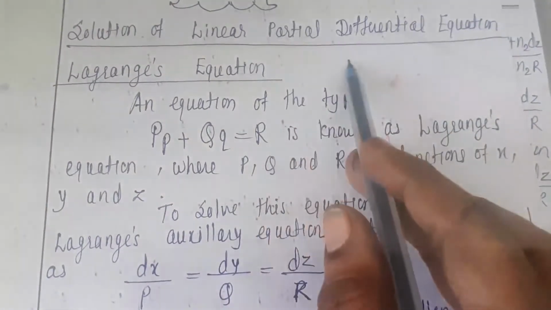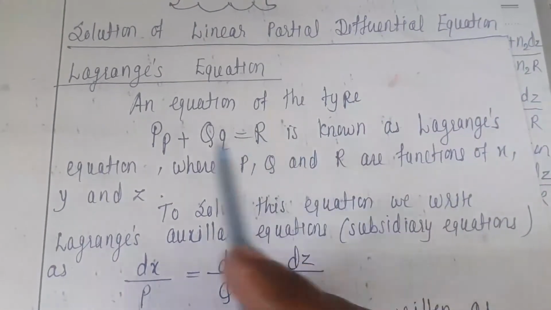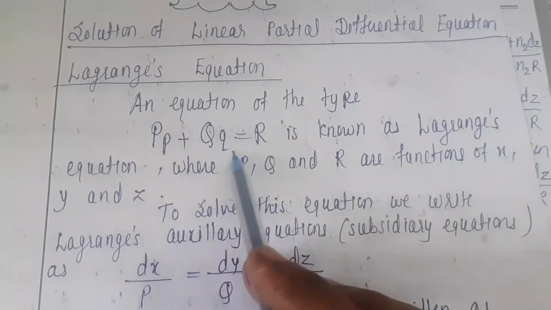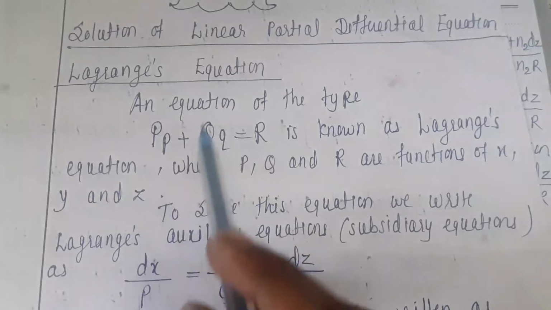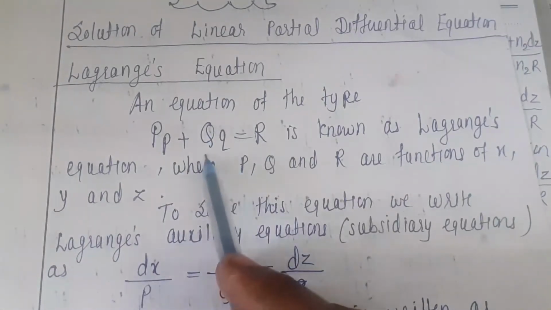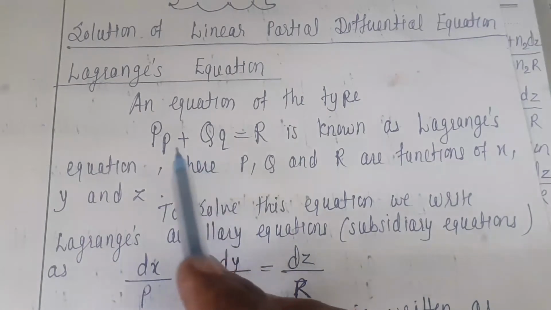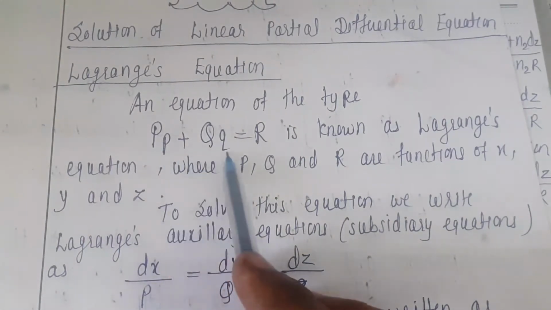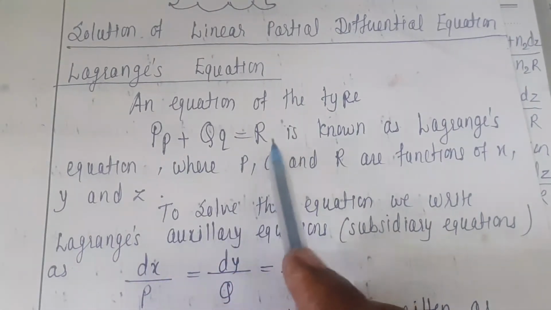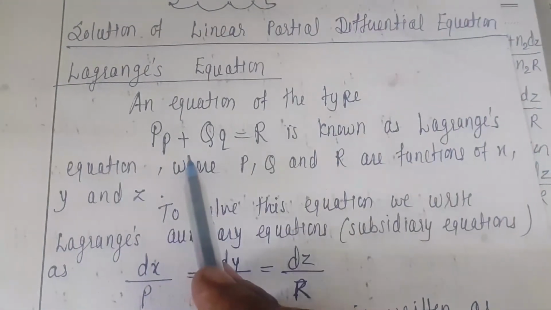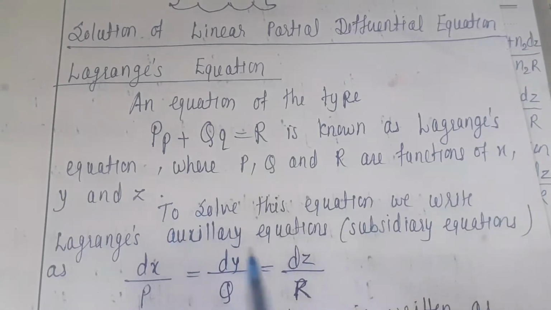Linear partial differential equation means whose degree is 1. So first order derivatives are present here, del z by del x, del z by del y, and their power is 1. That's why it is called a linear partial differential equation. So this kind of equation, of the type Pp plus Qq is equal to R, is called Lagrange's partial differential equation.